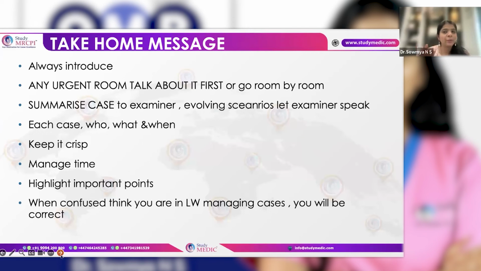Urgent room, talk about that first. If there is no urgent room, you can go room wise. Summarize the case to the examiner. If you had observed, I just said postpartum PPH. I never mentioned bleeding 800 ml because the examiner doesn't want you to read the thing. For each case, it's a good idea to tell who, when, what. But if you cannot follow that, before you leave that room, tell at least what is the urgency and what you would be doing. Keep it crisp as much as possible.